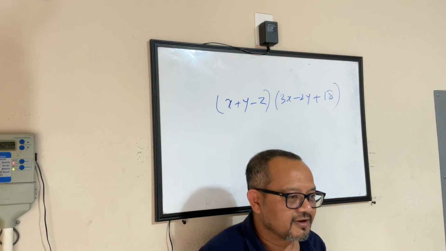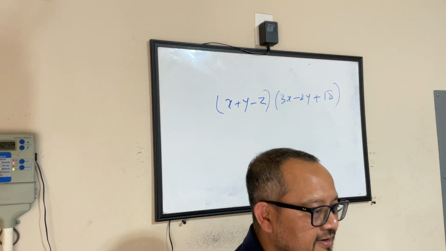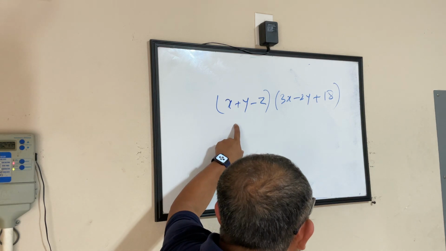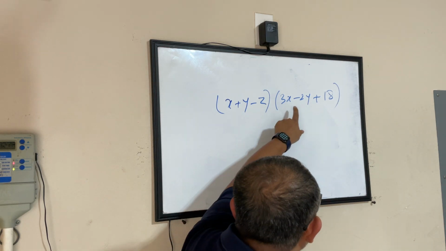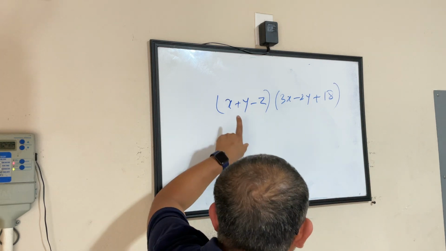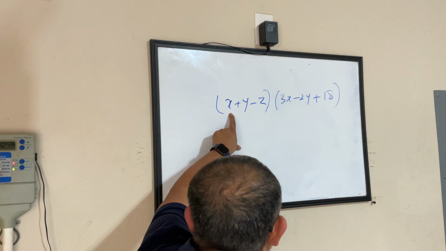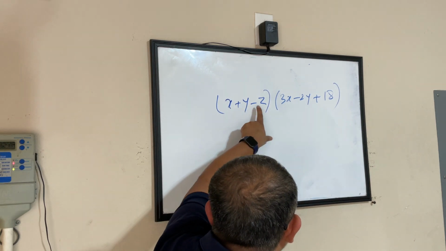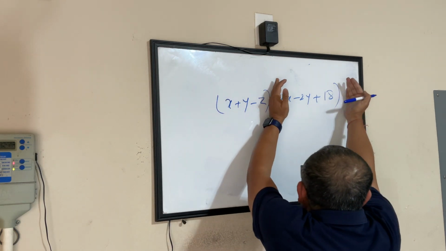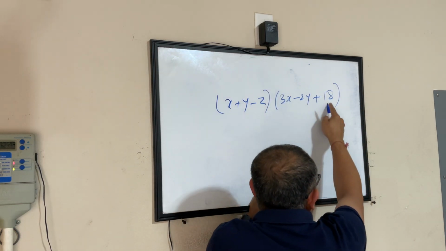Mr. Kumar, you know when it says 3x into y? Is it a subtraction or addition? Because it's getting covered by the lines. Okay, let me read it and just make sure that you guys are hearing it clearly. X plus y minus z in bracket multiplied by 3x minus 2y plus 18.